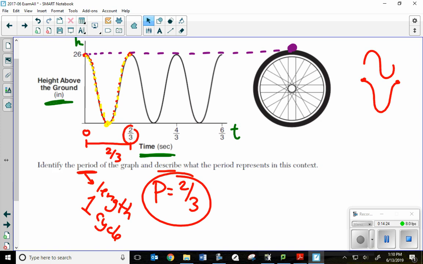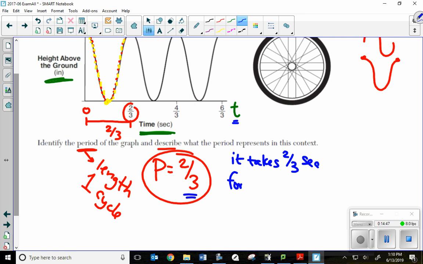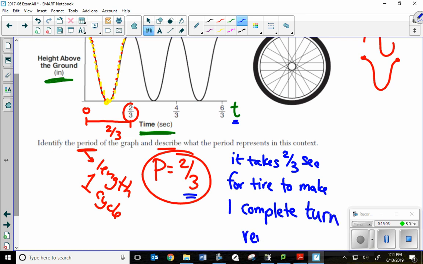So what did that purple point do over the course of one cycle? The tire went around one time, and that's what we've got to state, okay? So what does the period represent? Well, what does that 2/3 represent? It's time. So it takes 2/3 of a second for the tire to make one complete revolution or turn. Well, you could say that a number of different ways. You can say it takes 2/3 of a second for the tire to rotate 360 degrees. Whatever. You're good. You're smart. So far, we're acing this.